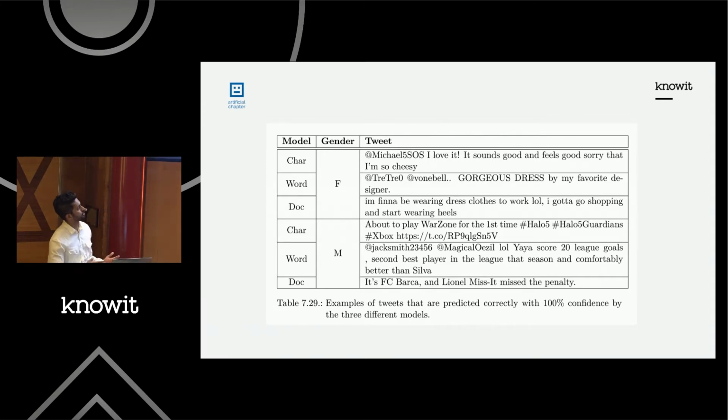These are examples of tweets which were predicted correctly by all models. So for the female author tweets, you see "gorgeous dress by my favorite designer," and "I'm finally wearing dress clothes to work. LOL, I gotta go shopping and start wearing heels." So yeah, you see the point, right? And then you see that the language is also very informal. Take notice of that. And then the male tweets are about gaming and football.